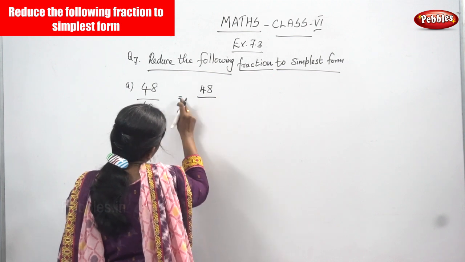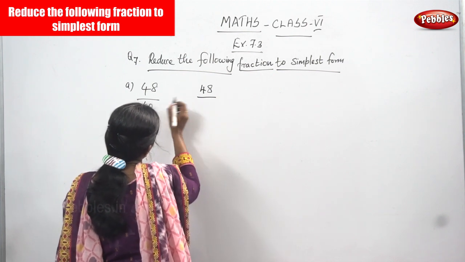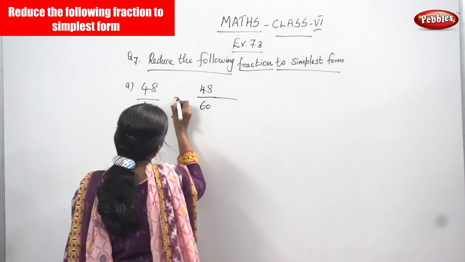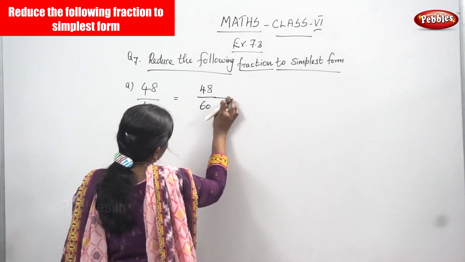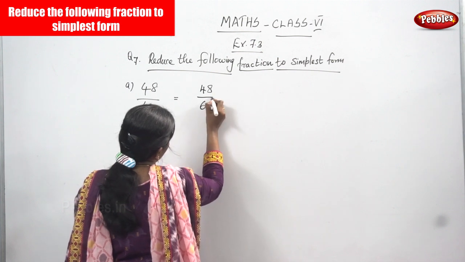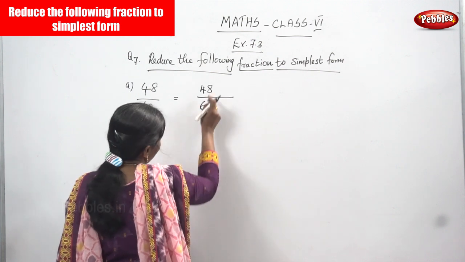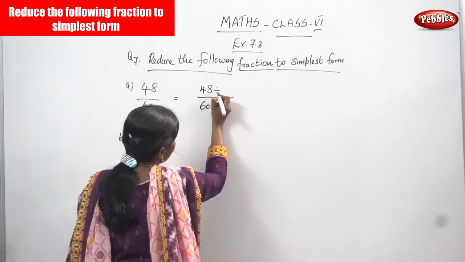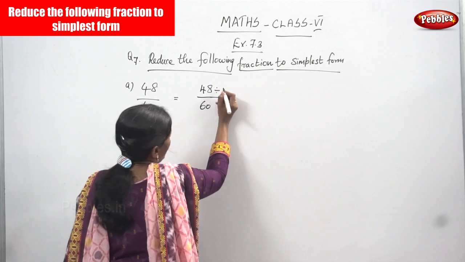Okay, you have to write the question again. So I'll write the question again. Then 48 is divided by 60. So you have to divide by a specific number. So I'm going to divide it.